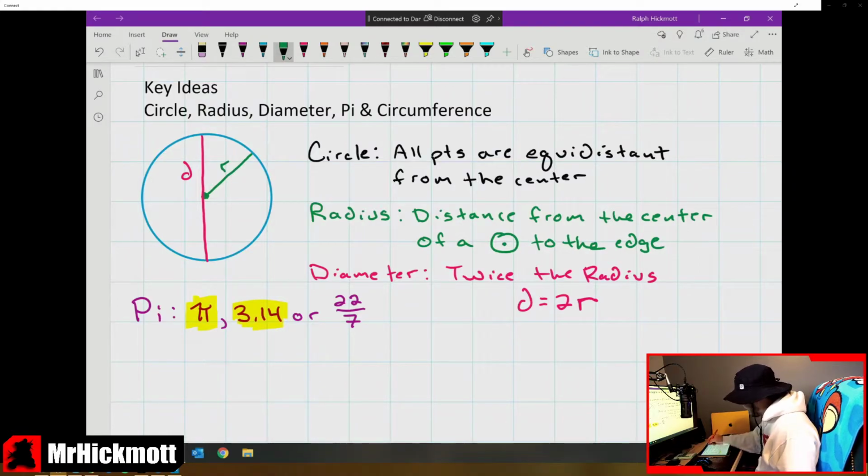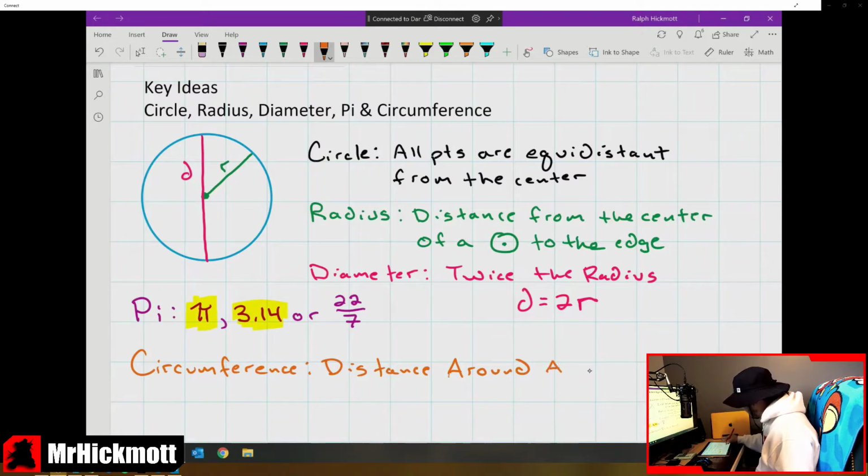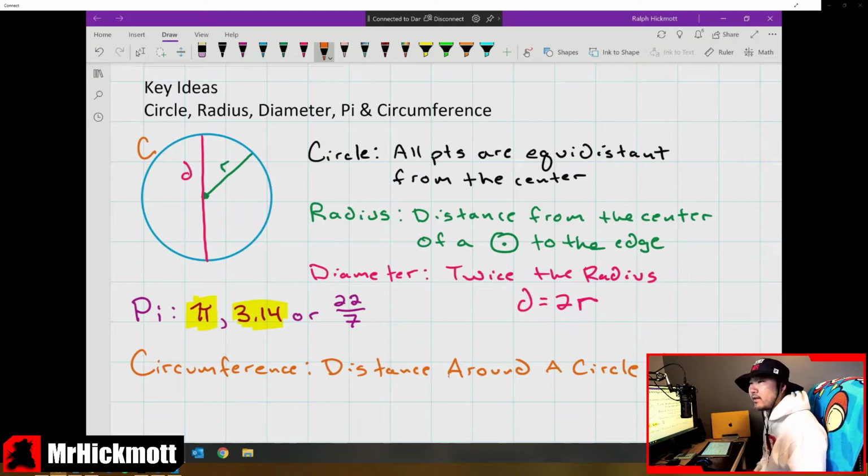The last concept on here is called circumference. C is what we're going to call circumference. Circumference is the distance around a circle. Think of it as the quote-unquote perimeter. So D is our diameter, radius is R, and then we've got one more, capital C, and that's our circumference.